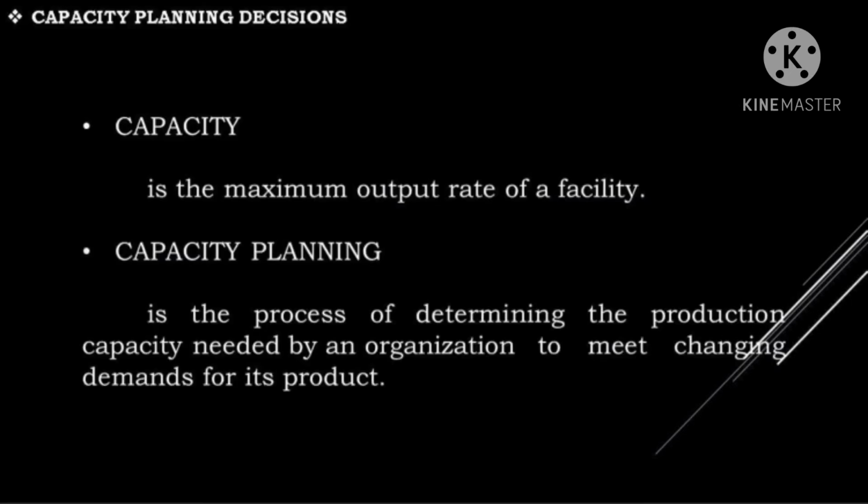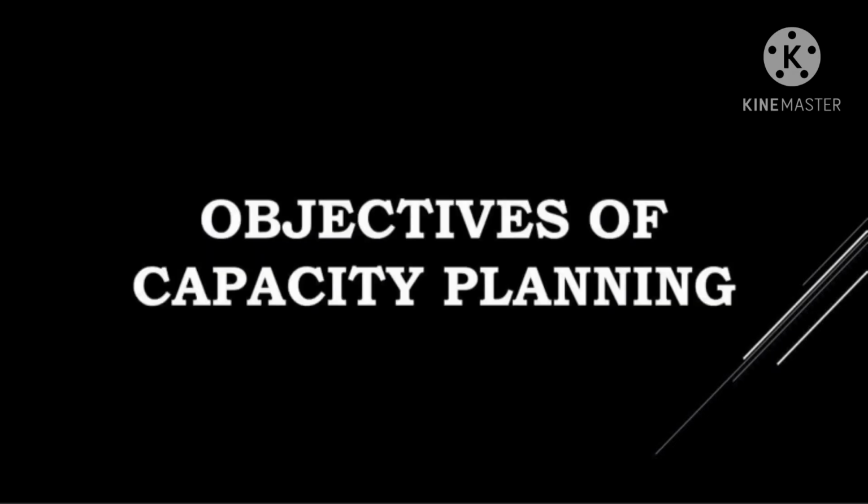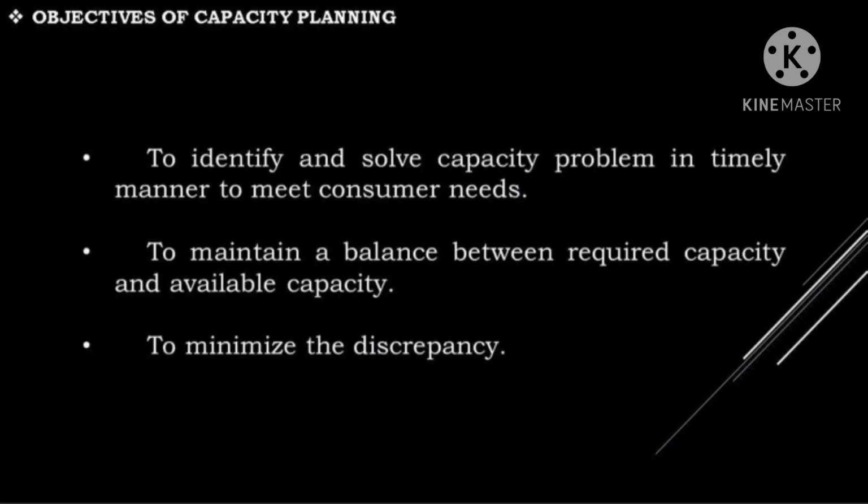Capacity planning decisions. Capacity is the maximum output rate of a facility. Capacity planning is the process of determining the production capacity needed by an organization to meet changing demands for its product. Objectives of capacity planning: to identify and solve capacity problems in a timely manner to meet consumer needs.